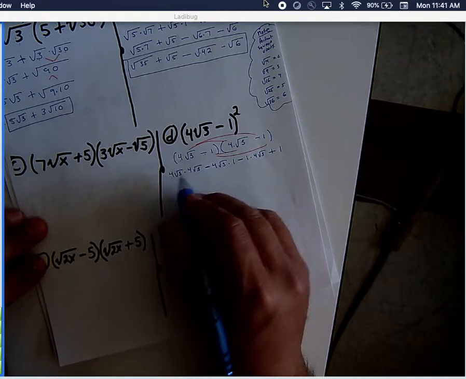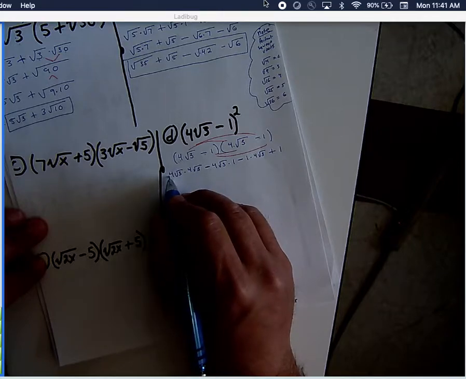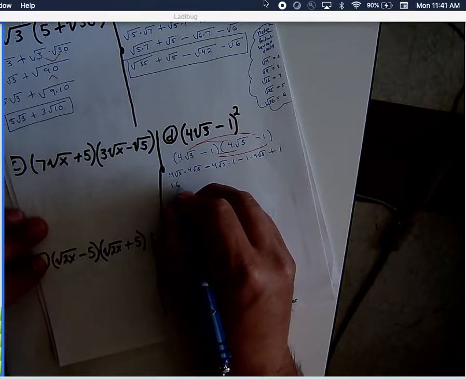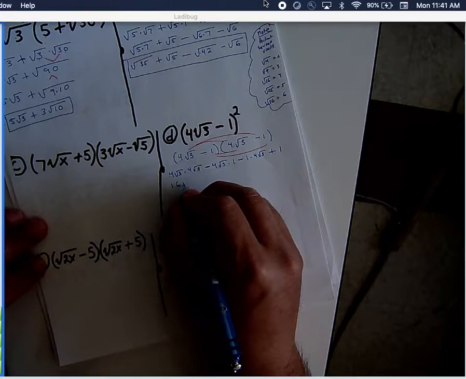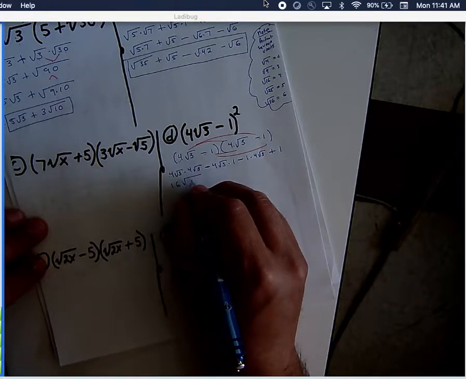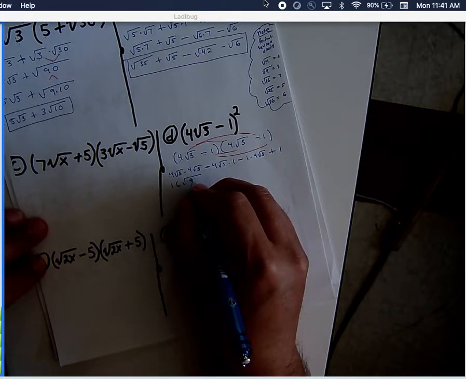So here, I'm going to multiply these numbers. 4 times 4 is 16. And then this one, I'm going to put them inside. They have the same index, so they can be inside. 3 times 3 is 9.